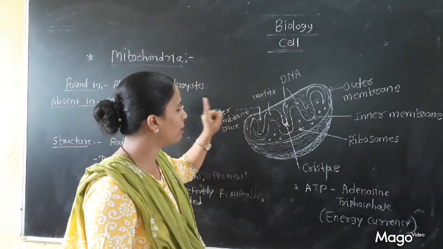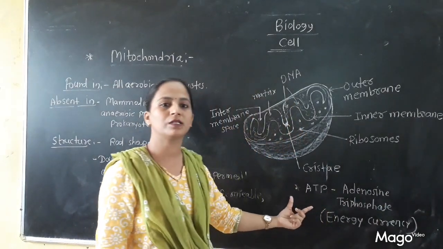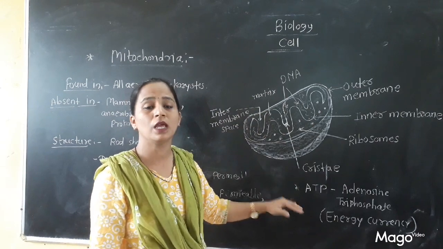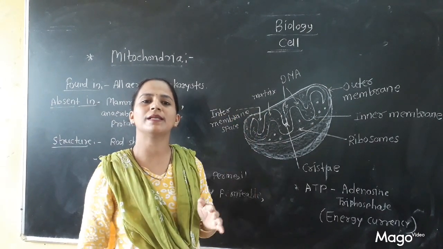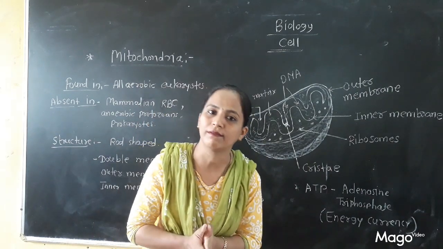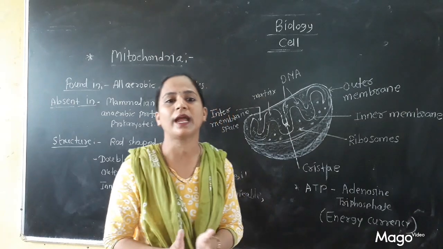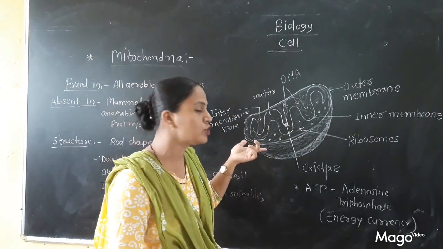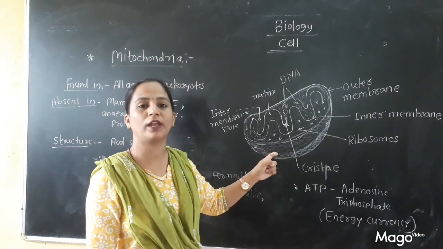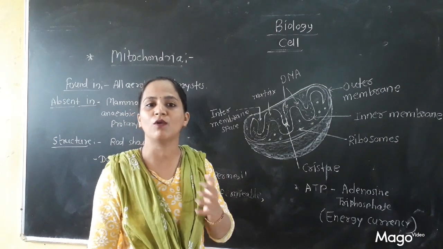Mitochondria is responsible for the formation of ATP molecules. What do ATP molecules mean? It synthesizes ATP molecules, which means energy. It synthesizes the energy required by the cell for performing many activities. You all know we require energy for each and every activity, and that energy is provided by the mitochondria to every cell. So mitochondria is also called the powerhouse of the cell.